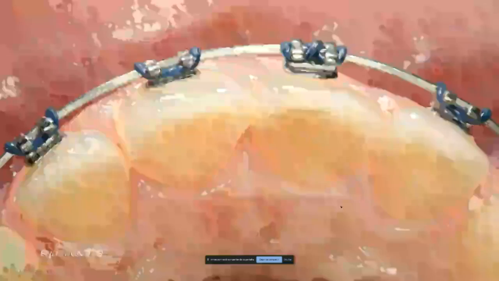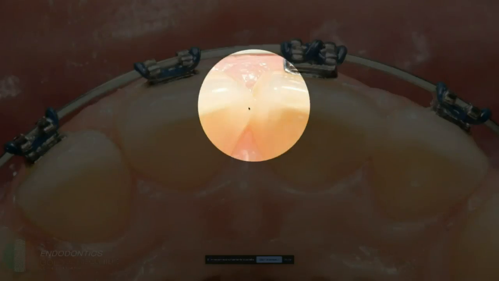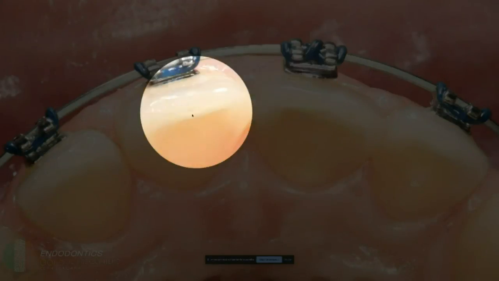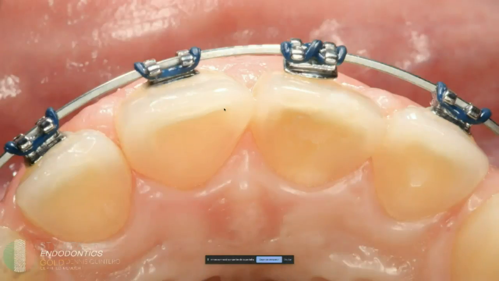it's just to have it there. So as you can see in this picture, the bracket is not stuck to the tooth, okay? But as you can see, in a few months we are trying to make this tooth better.